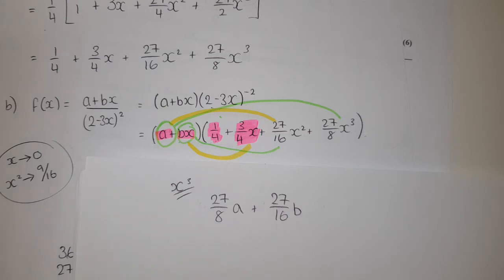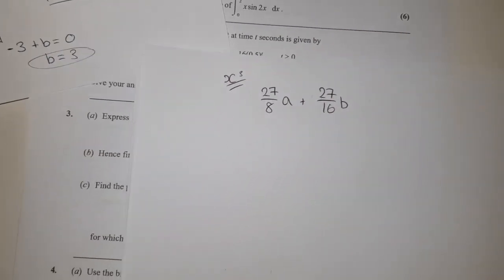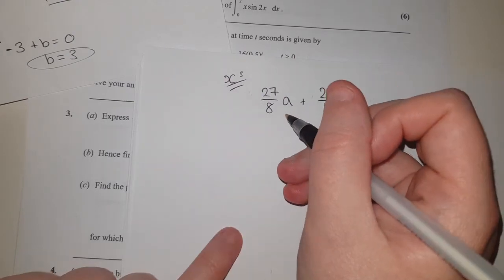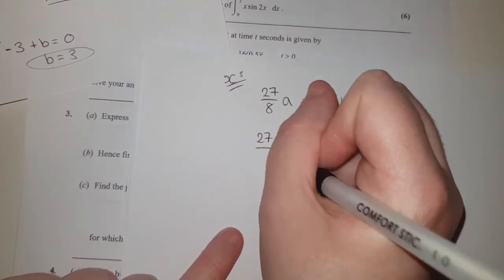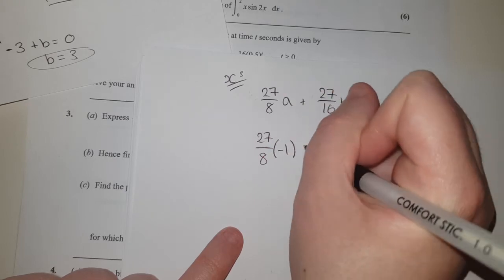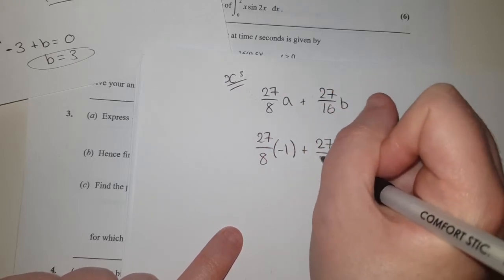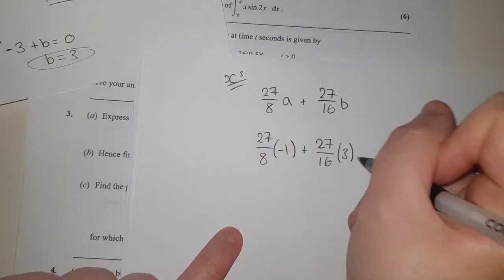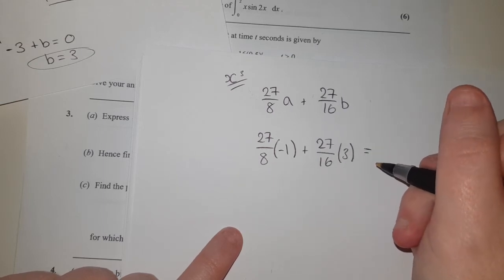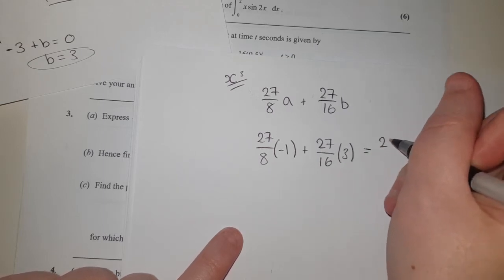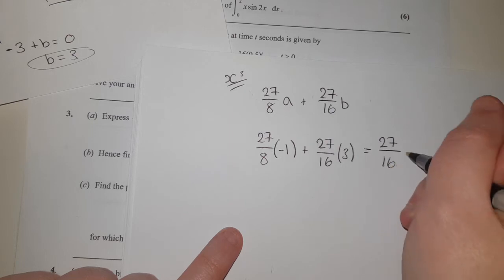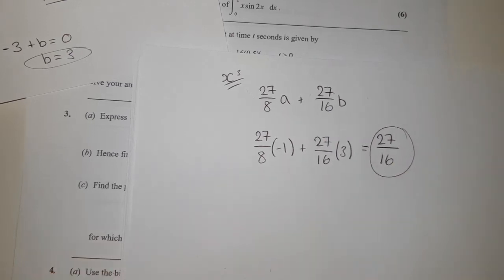All we're going to do now is plug in what we worked out a and b to equal. We said a was -1, so I've got 27/8 times -1. And we said b was 3, so 27/16 times 3. And if you put that into a calculator, you're going to get your coefficient of x cubed as just 27/16.